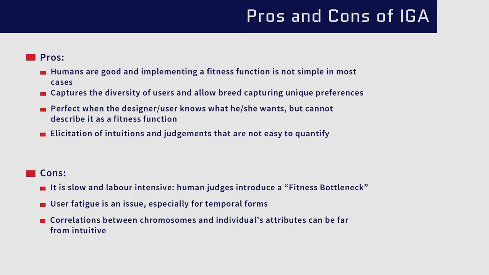Another complexity of genetic algorithms in general is that the correlation between individual genes and individual attributes can be far from intuitive. In interactive genetic algorithms, this means that often the user has to understand how the coding works to best guide the evolution.